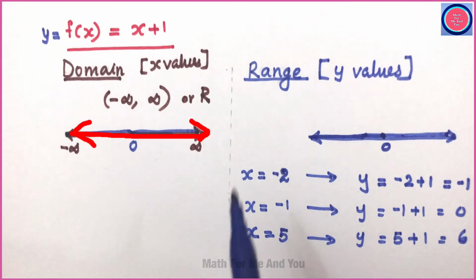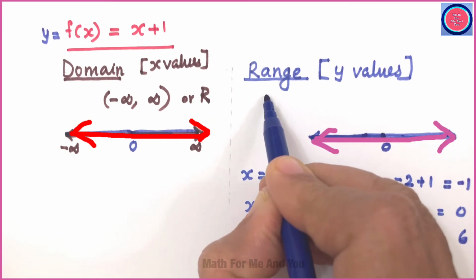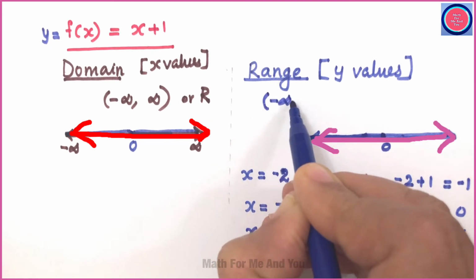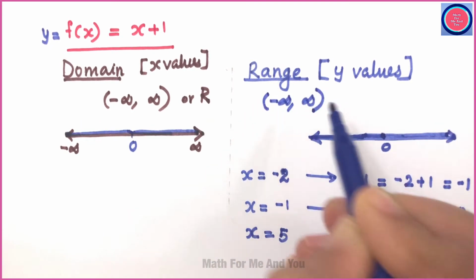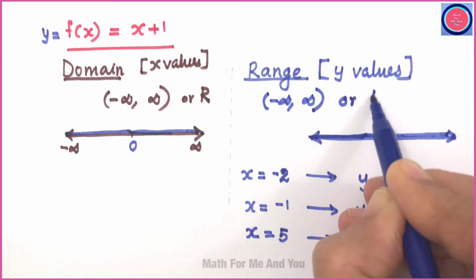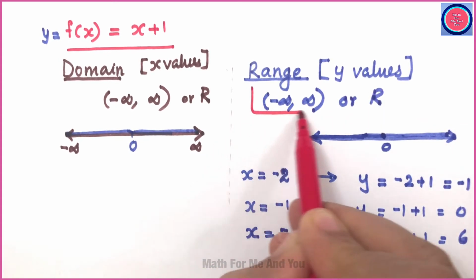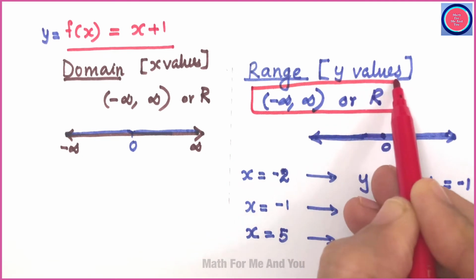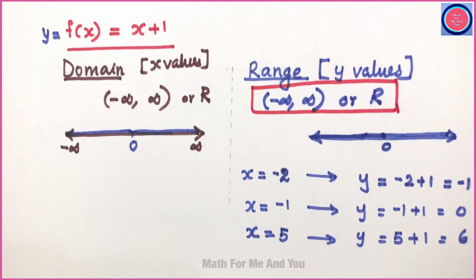X takes negative to positive, then y takes also negative infinity to positive infinity. That means what is range? Minus infinity to positive infinity or R. The range of this function is R.